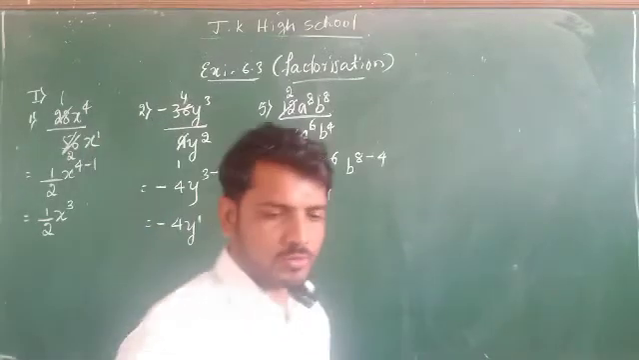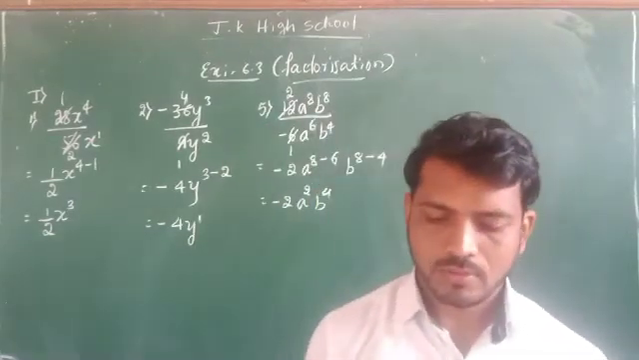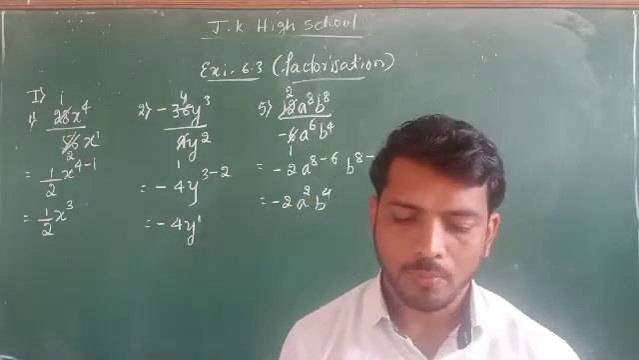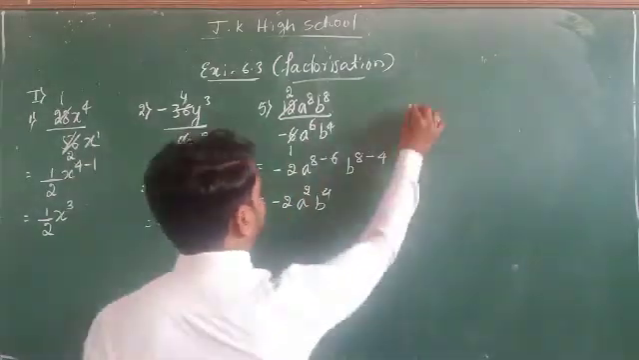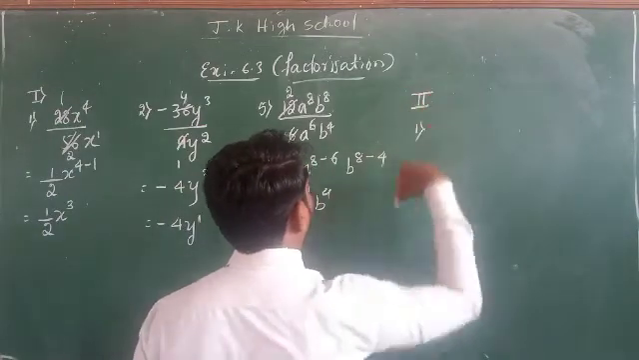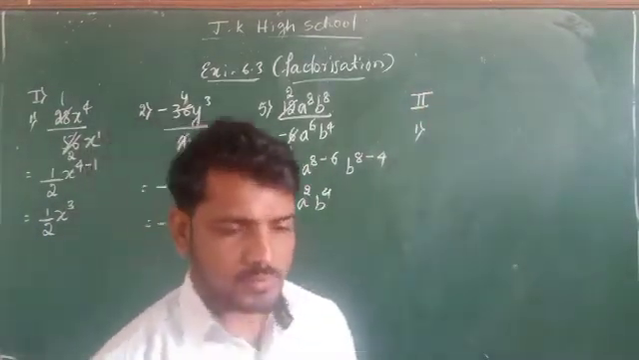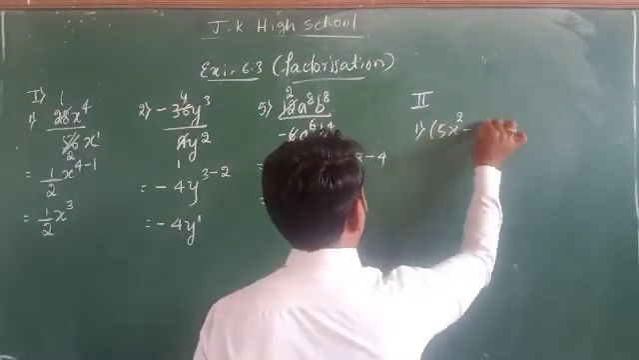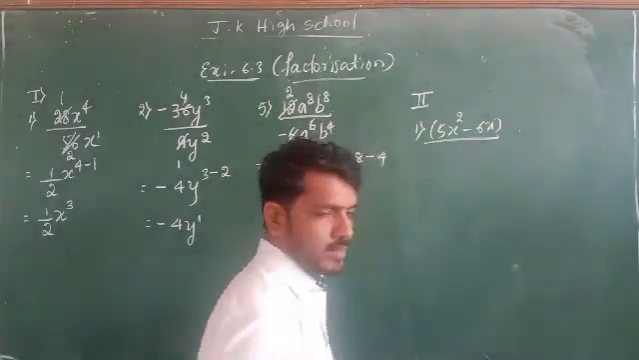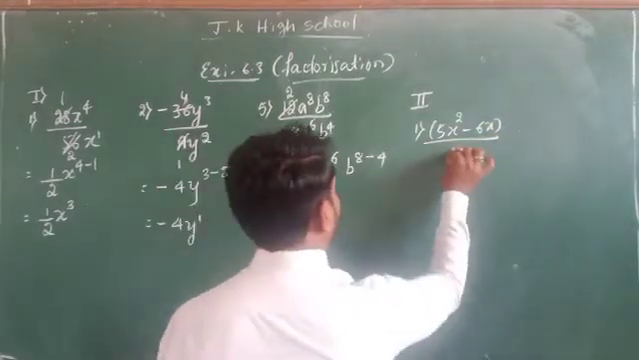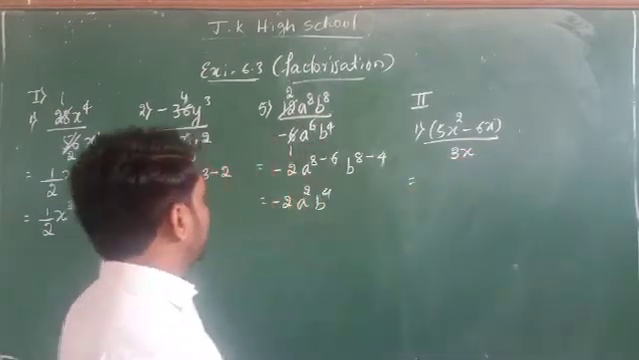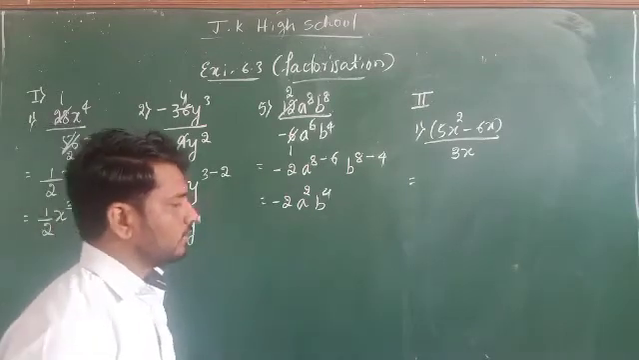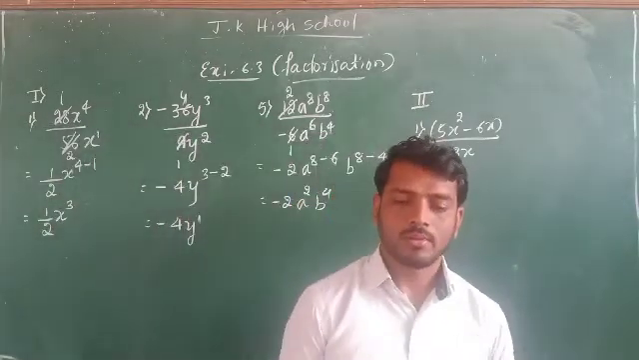Okay, children. Now I'll go to the second main. Divide the given polynomial by the given monomial. Question number 1 is 5x square minus 6x whole divided by 3x. Here the earlier questions were direct, so we have solved them, but here we have to take the common factors.